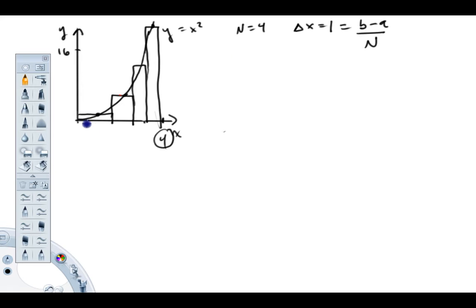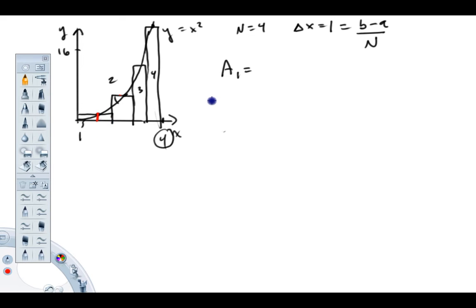Now, I'm going to give these rectangles names. I'm going to call this one the first one, this one the second one, the third one, and the fourth one. So we have 4 different rectangles here to calculate the areas for. The area of the first rectangle is going to be, and I'm going to do this in red, that height right there, and then times the width, 1.